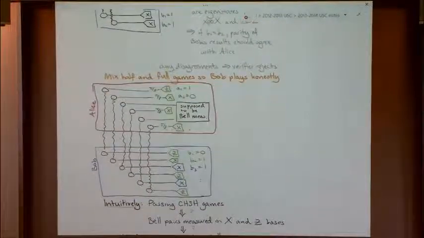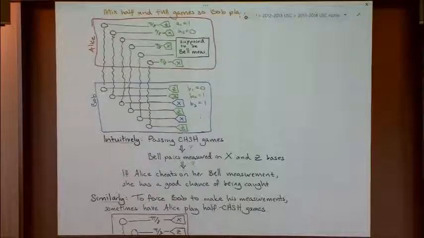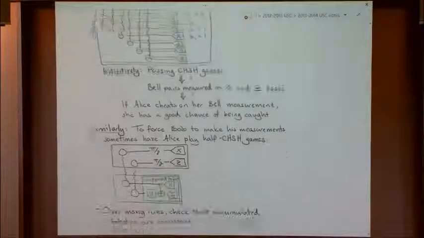And really, this is how it's going to work. We mix these half CHSH games with the full CHSH games in a random position. And in a random position, we ask Alice to do a Bell measurement between two random qubits, and she has no idea, and Bob has no idea, and so he'll catch her if she tries to cheat, because he's still playing CHSH games. That's really the idea, to mix the games in with everything else.